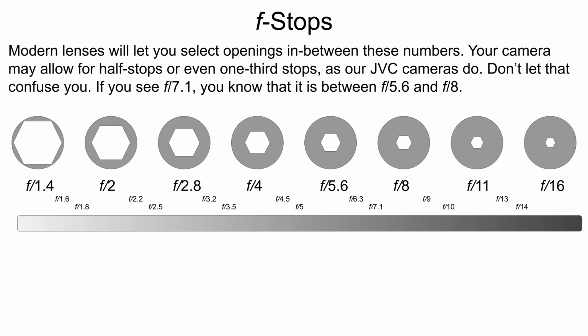So in between f4 and f5.6, you'll have f4.5, f5. You don't need to memorize all of these, right? You don't need to memorize the half stops and the third stops, but you can look at a number, and if it says f7.1, you know that you're in between f5.6 and f8.